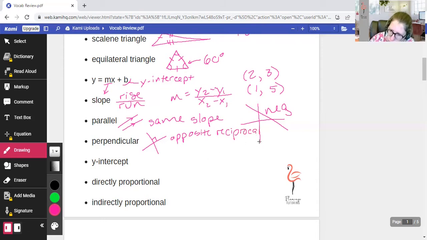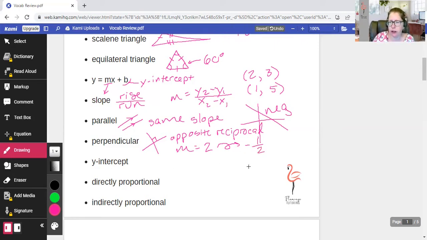So this is opposite reciprocal. Oop, there's an L there. And that will mean that if one has a slope of 2, then the opposite is going to make it negative, and reciprocal is going to mean you flip it. So it becomes 1/2. All right.